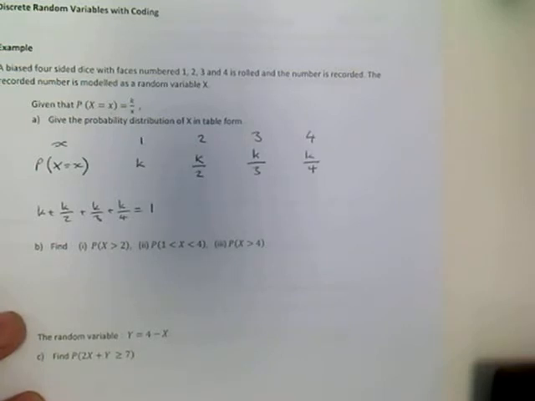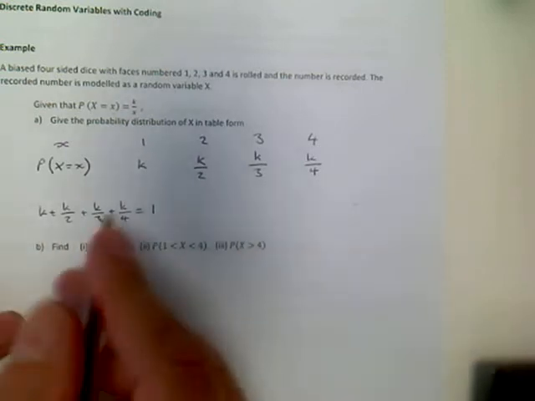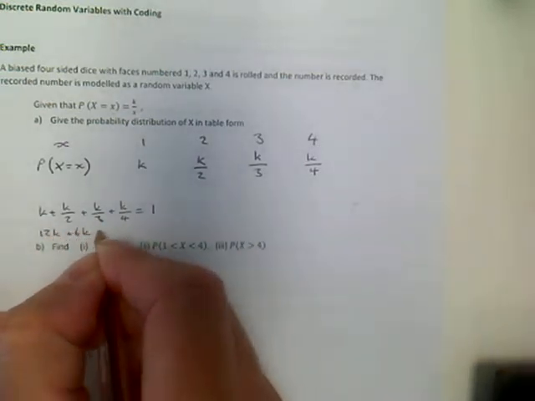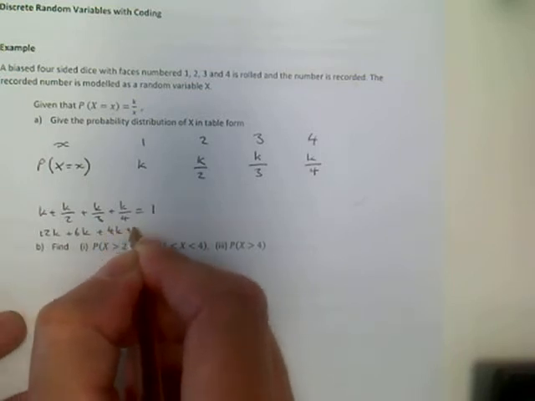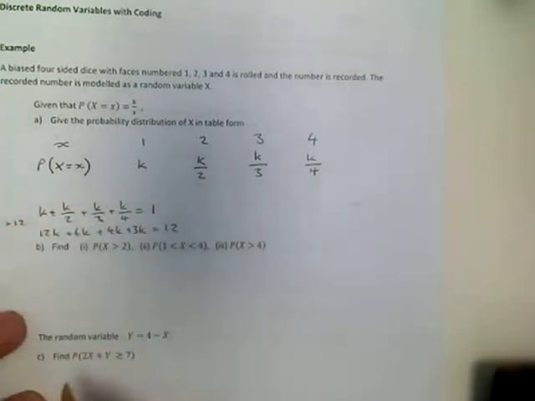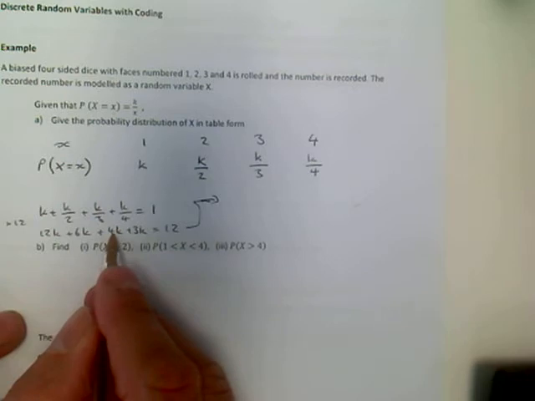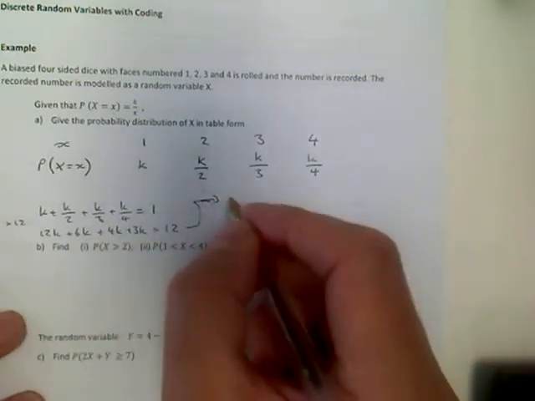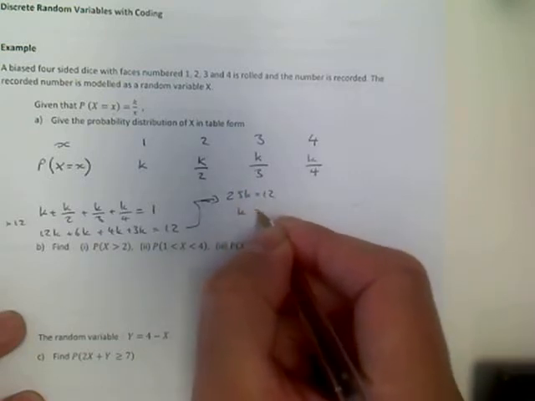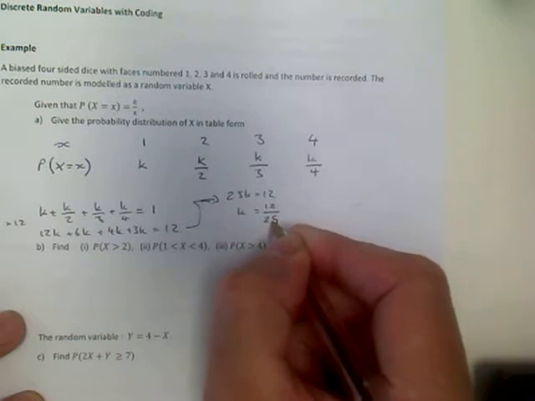I could stick that into Solver in my calculator, but I think I'll do it the long way. So I'll multiply through by 12. So I've got 12k plus 6k plus 4k plus 3k equals 12. Just write times 12 there. Sorry, I'm running out of space here. I'm going to go up here. So that gives me 25k equals 12. So k equals 12 over 25.